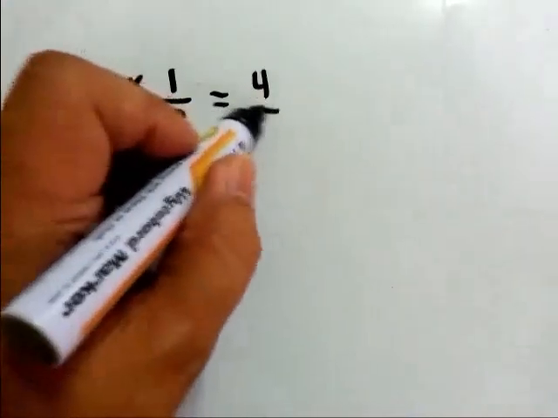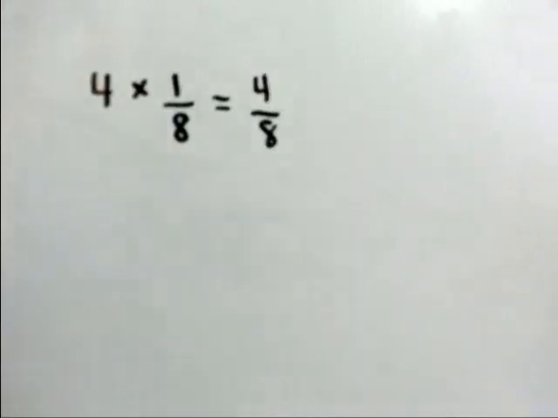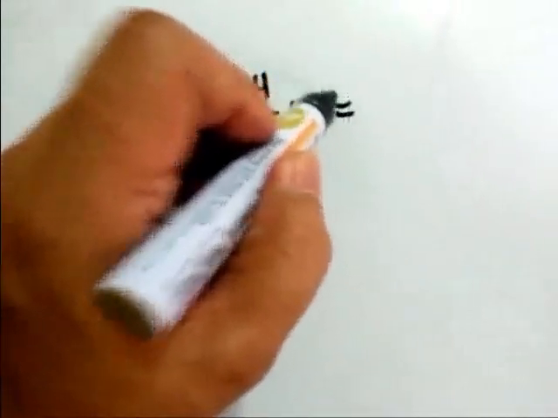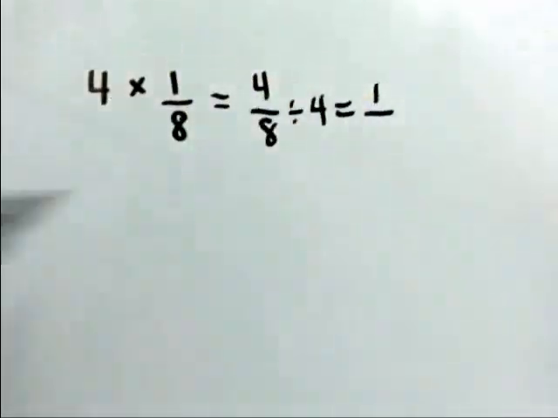Let's solve. 4 times 1/8. 4 times 1 equals 4. We copy 8. And we have 4/8. This is not in its lowest term. 4 and 8 are divisible by 4. 4 divided by 4 equals 1. 8 divided by 4 equals 2. And so we have 1/2.